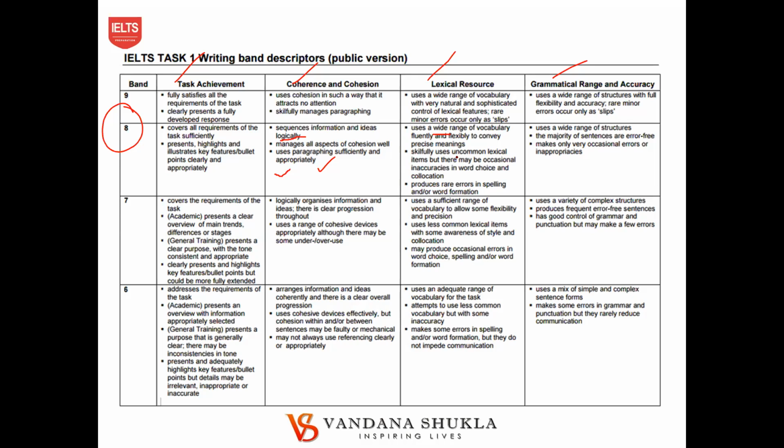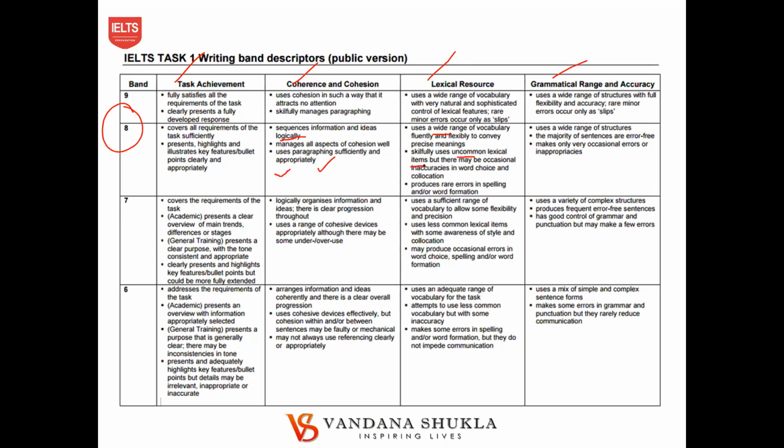Skillful uses uncommon lexical items. Yes, uncommon lexical items. Let's say you want to say that I am in a very difficult situation. So instead of just writing difficult situation, you can also write a word which is called predicament, which is also an odd situation. So that's called uncommon lexical items.